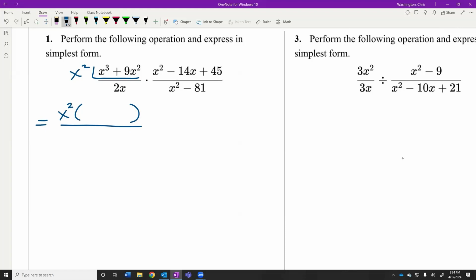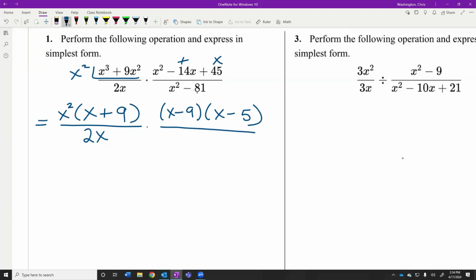We had 3 factors of x, and we're taking 2 of those factors away, so we're left with 1 factor of x. 9x squared, well, we took the x squared away. Can we factor 2x? No, cannot. All right, the second fraction, what can we multiply to get 45 that adds to give us negative 14? 9 and 5, both need to be negative.